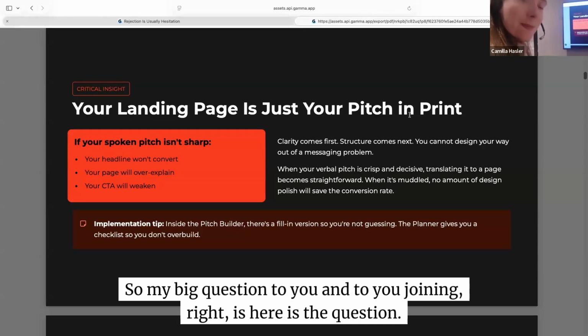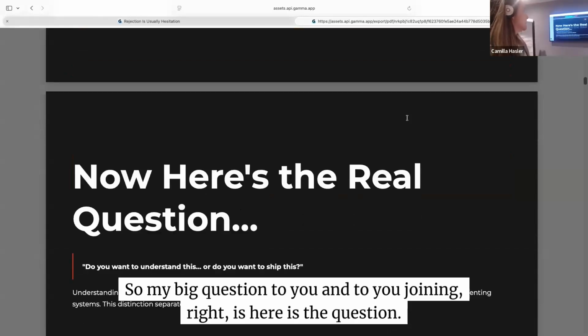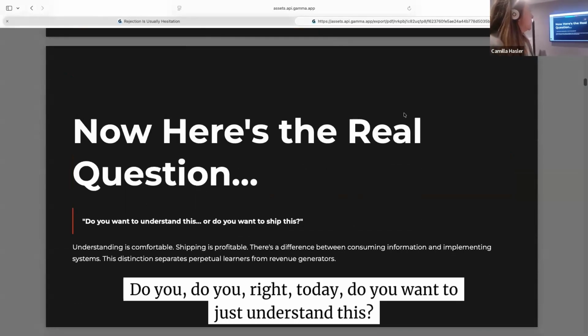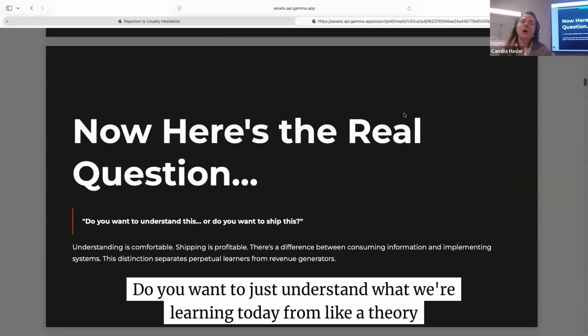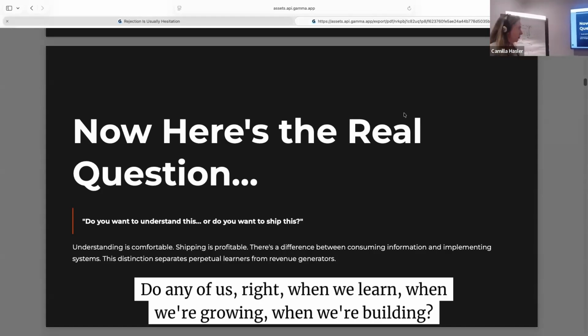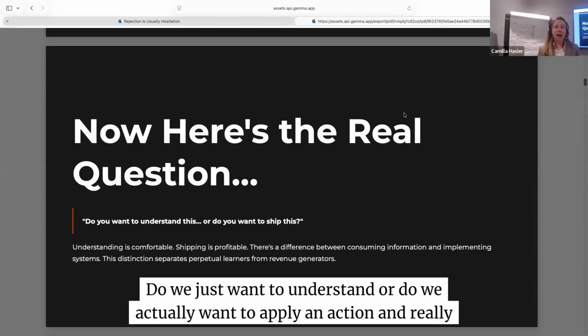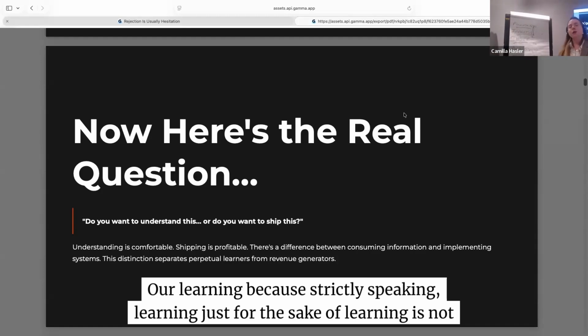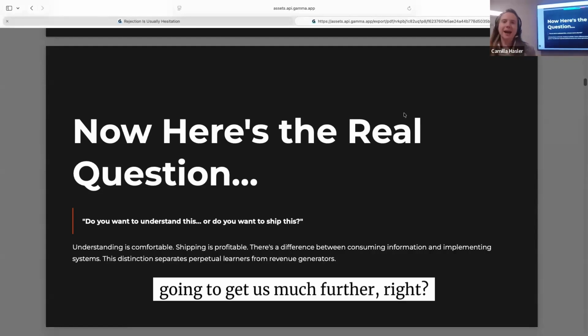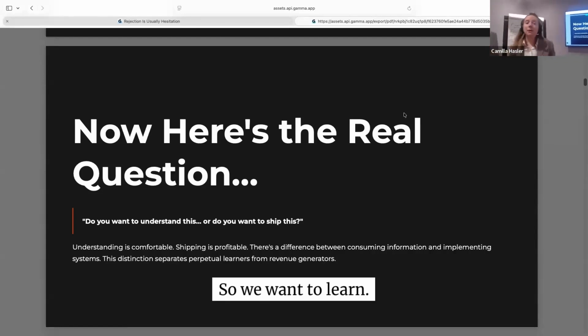So my big question to you joining is this: today, do you want to just understand what we're learning from a theory perspective? Do any of us, when we learn, when we're growing, when we're building, just want to understand? Or do we actually want to take action and really implement our learning? Because strictly speaking, learning just for the sake of learning is not going to get us much further. So we want to learn.